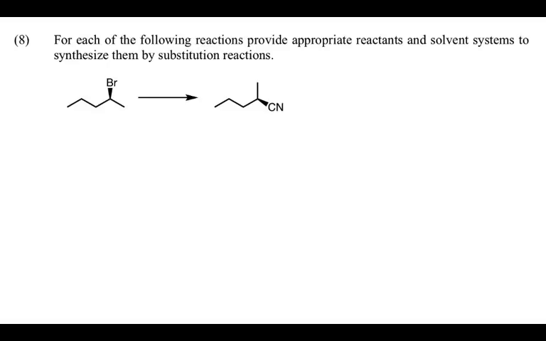So, first one, what would you use? You would want to use an SN2 reaction, right? Because putting a CN group comes from a CN minus, right? The cyanide, like we have seen before. So this would be something like sodium cyanide.